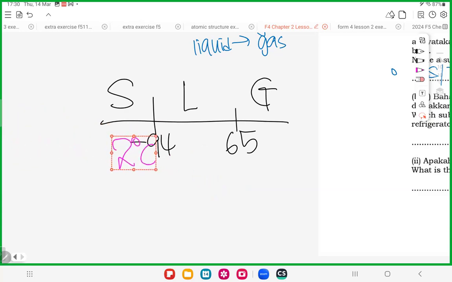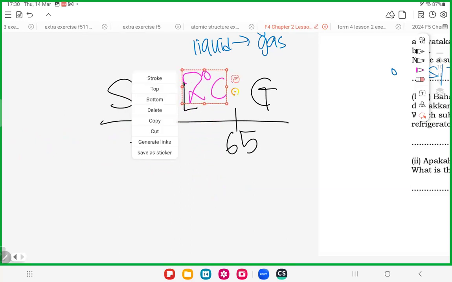So, where is 2 degrees Celsius? Is it here or not? It is in the middle of negative 94 and 65. So you are supposed to be a liquid. When you are a liquid, do you freeze? No. Freezing must convert to solid.